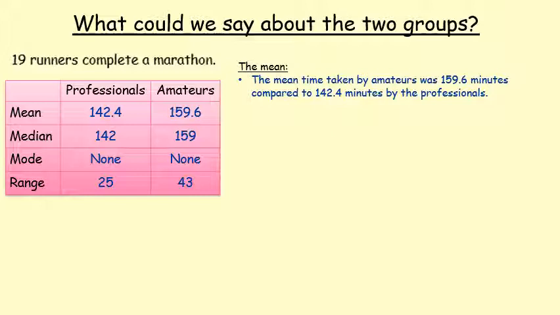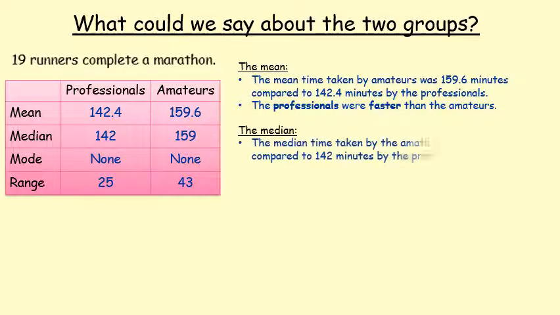So you could just state what you see. You could start by stating those times. Then you might want a conclusion. So the professionals were faster than the amateurs. You want to be talking about what they're doing. So running, those times mean that the professionals on average were faster. So using words like that is important.